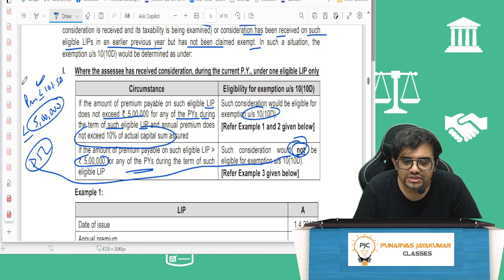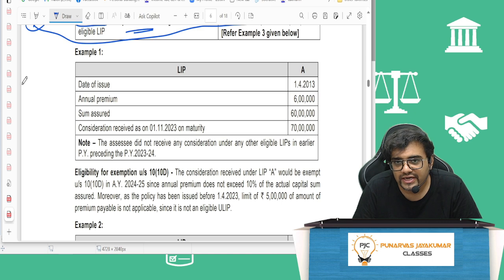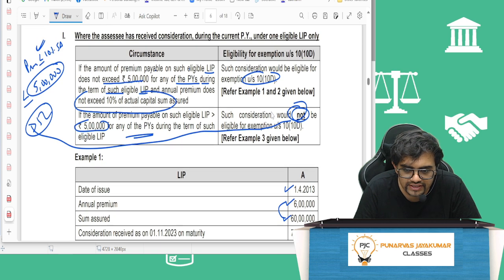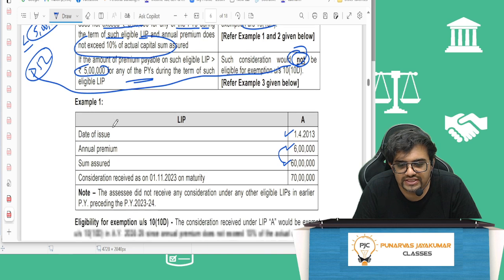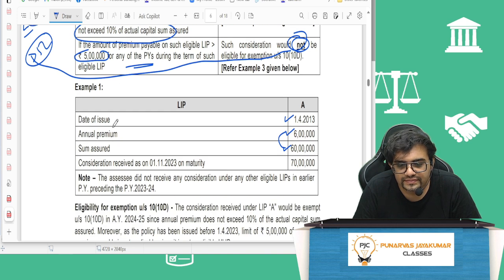Nothing to worry. See the example, you will understand. Date of issue 1/4/2013. Annual premium 6 lakh. Sum assured 60 lakh. So is the premium less than or equal to 10%? Yes. So is this condition fulfilled? Yes. But does the premium exceed 5 lakh? Yes.